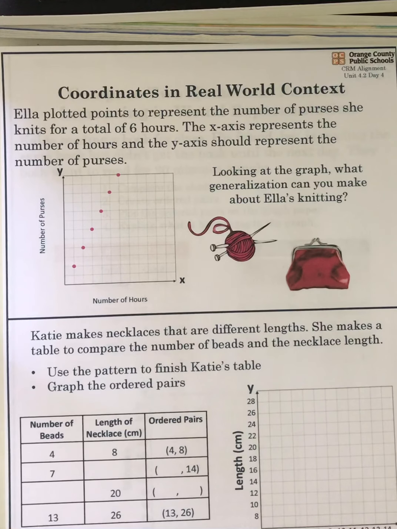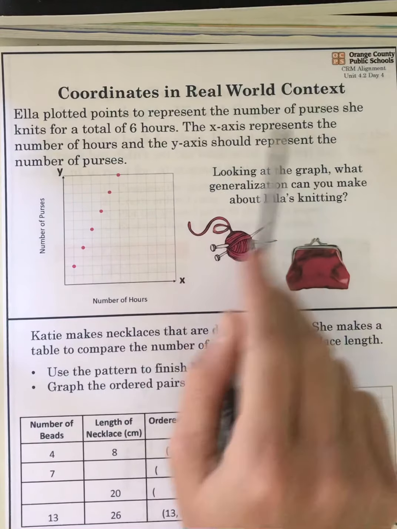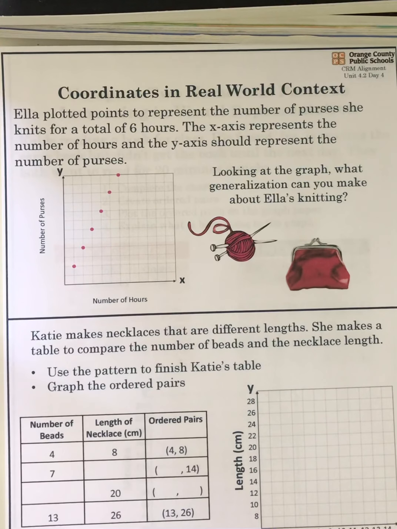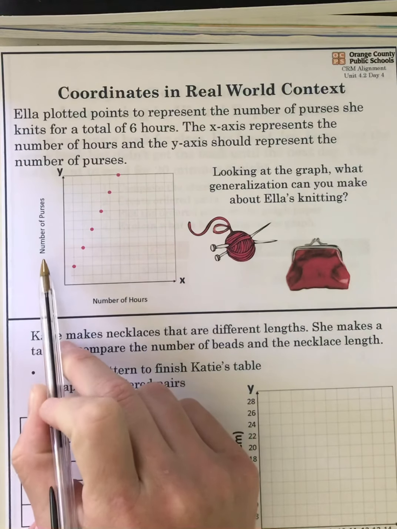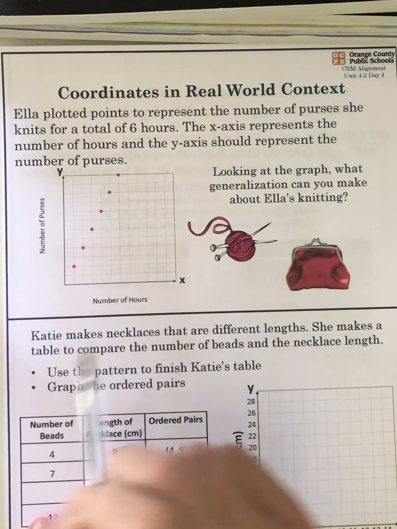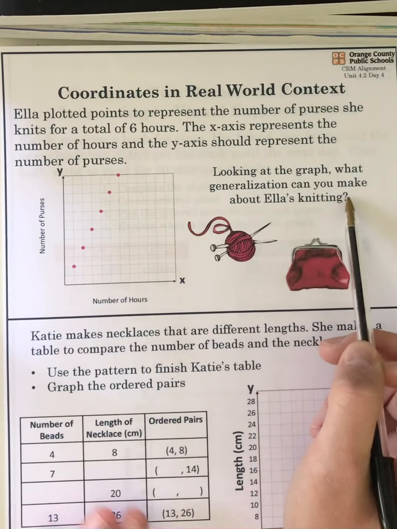So let's take a look at page 1. It says Ella plotted points to represent the number of purses she knits for a total of 6 hours. The x-axis represents the number of hours and the y-axis represents the number of purses. So if you look, number of hours is labeled, number of purses is labeled. Look at the graph. What generalization can you make about Ella's knitting?